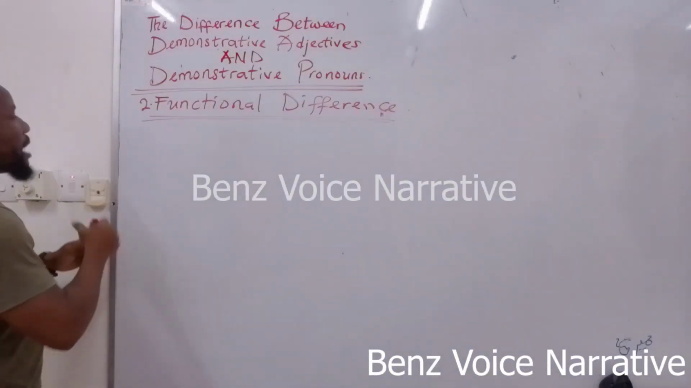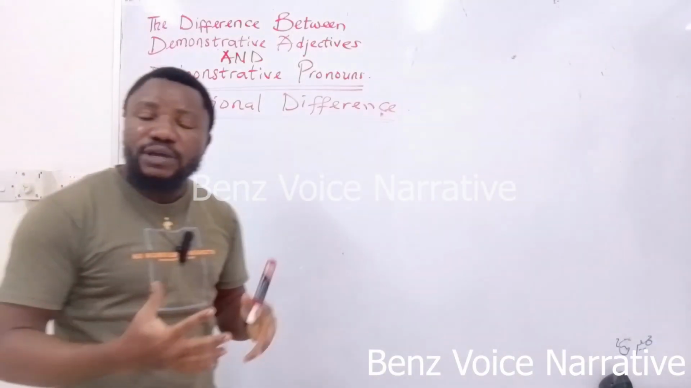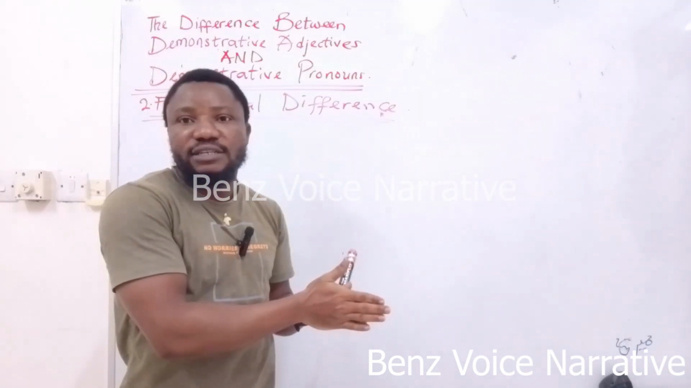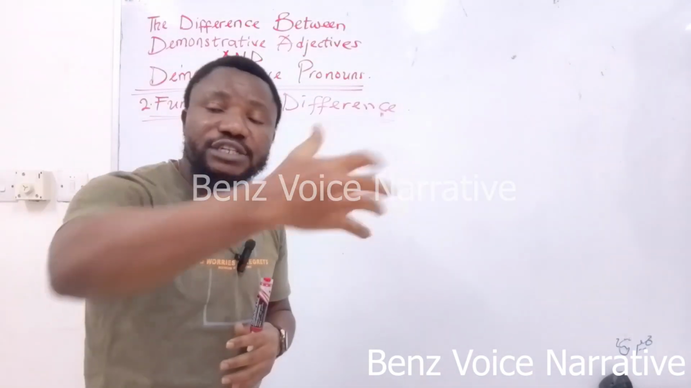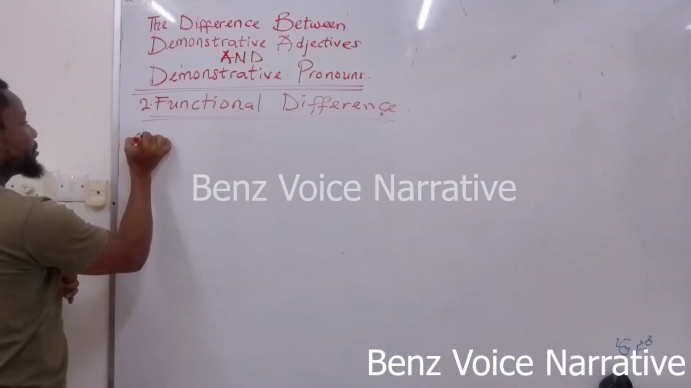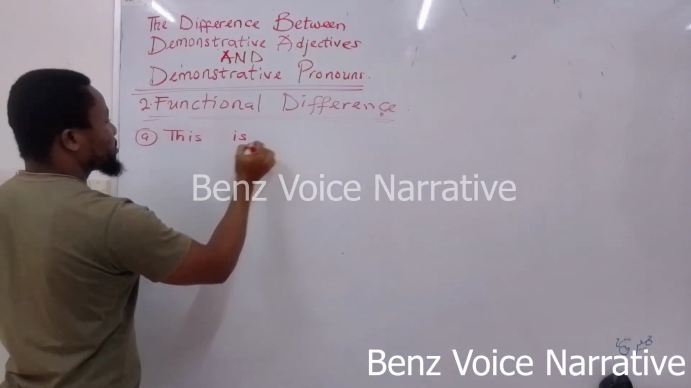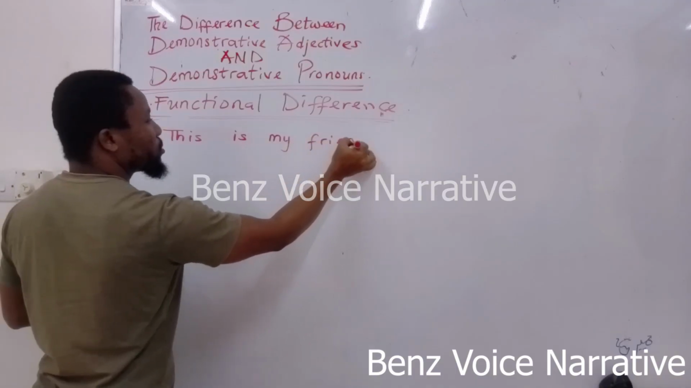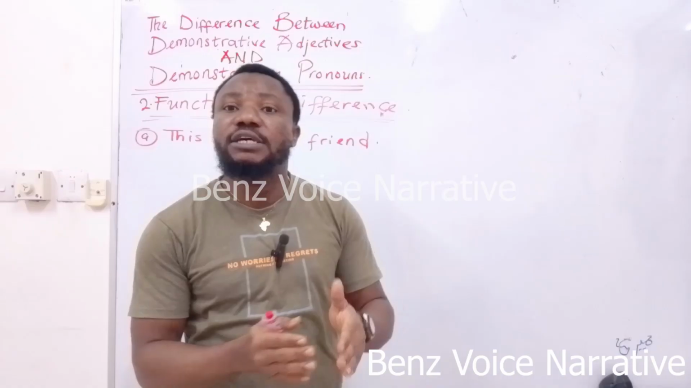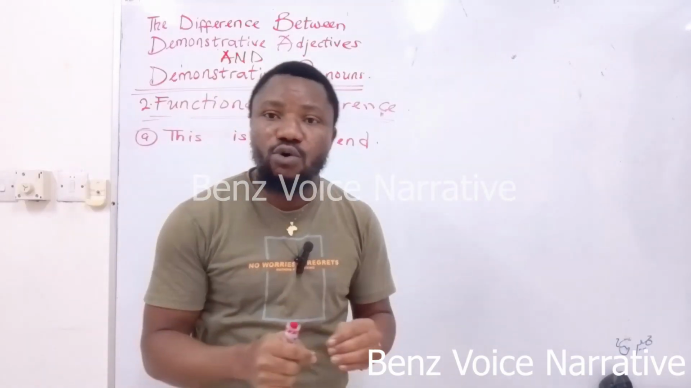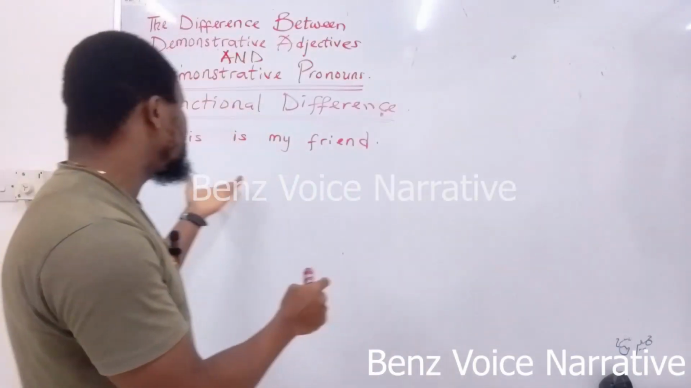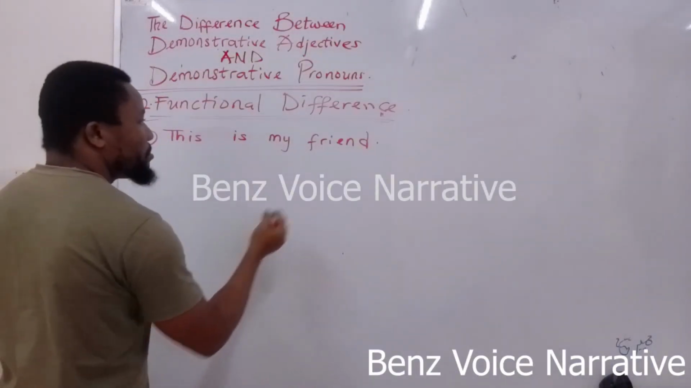Okay. Now, we all know that a noun can function as the subject of a sentence. So let's have an example. A, this is my friend. Remember that the subject of a sentence can be the performer of an action in a sentence or what the sentence is talking about. So what is this sentence talking about? It's talking about my friend.